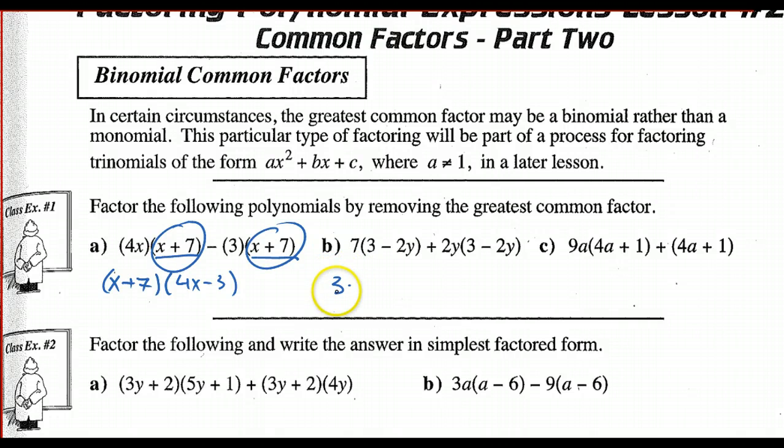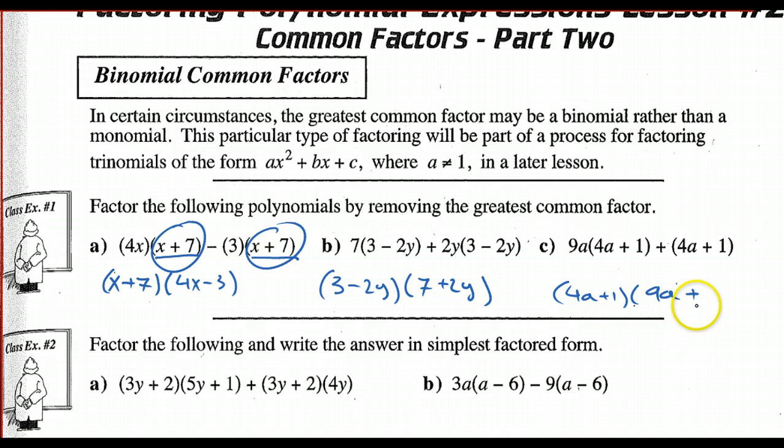Okay, so I can take out the 3 minus 2y, and I'm putting a bracket around it because it's a binomial. There's two terms in there, and 7 plus 2y is left. 4a plus 1 can come out, and 9a plus, here's where you have to be really careful, plus 1, because there's an imaginary 1 there. When I divide 4a plus 1 by 4a plus 1, 1 is left over.